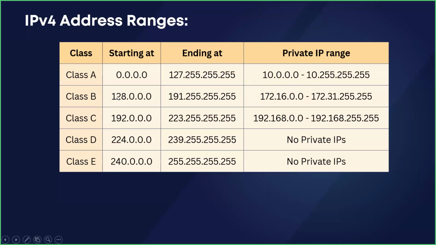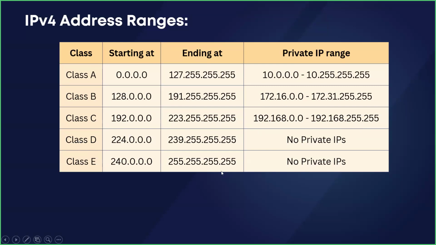Similarly, in Class B as well, from 128 to 191, there's a small range, 172.16.0.0 to 172.31.255.255. This is the private IP range in Class B. Any IP within this range will always be a private IP, and any IP outside this range will always be a public IP. Okay. And similarly, in Class C as well, between 192 and 223, there's a small range, 192.168.0.0 to 192.168.255.255. This is the private IP range in Class C. Any IP within this range is a private IP. Any IP outside this range is a public IP again.